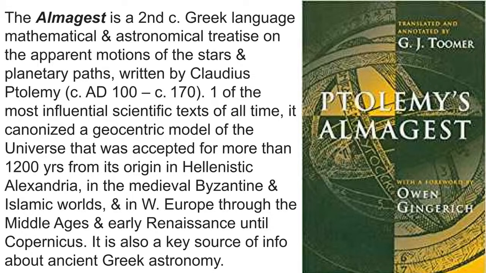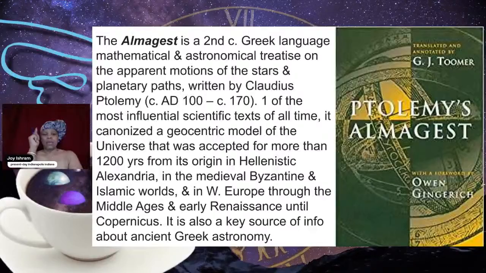So the Almagest is a 2nd century Greek language, mathematical and astronomical treatise on the apparent motions of the stars and planetary paths, written by Claudius Ptolemy. One of the most influential scientific texts of all time. It canonized a geocentric model of the universe that was accepted for more than 1,200 years from its origin in Hellenistic Alexandria, in the medieval Byzantine and Islamic worlds, and in West Europe through the Middle Ages and early Renaissance until Copernicus. It is also a key source of info about ancient Greek astronomy.